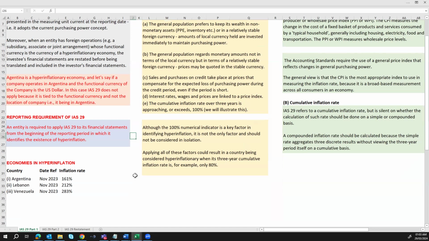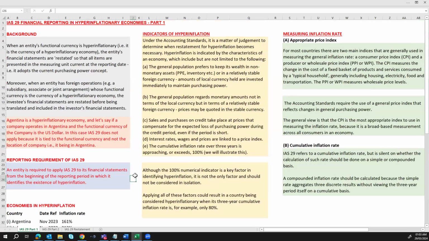So there are other economies that are sliding into hyperinflationary situations. We also need to look out for that and what accounting implication that would mean for us if your company has investments in those companies or entities that are in a hyperinflationary economy. So how do we know if an economy is sliding into hyperinflation or is already in hyperinflation?